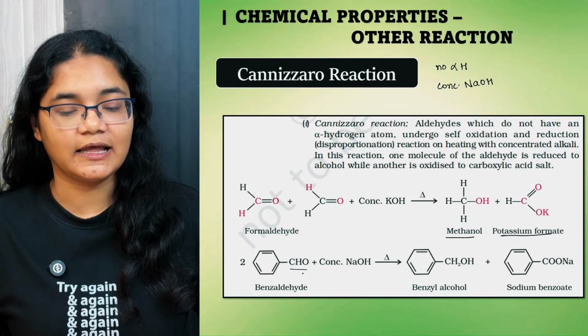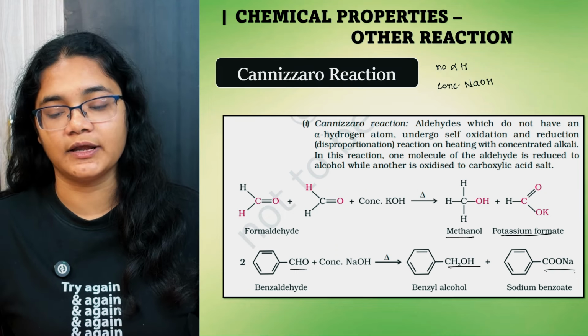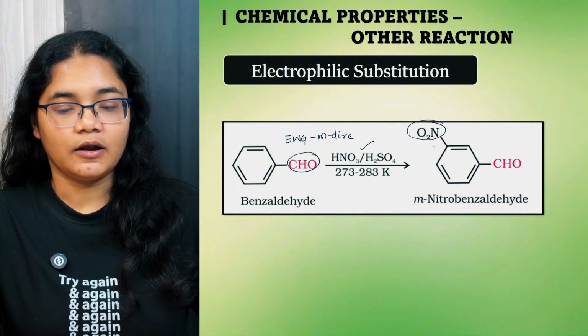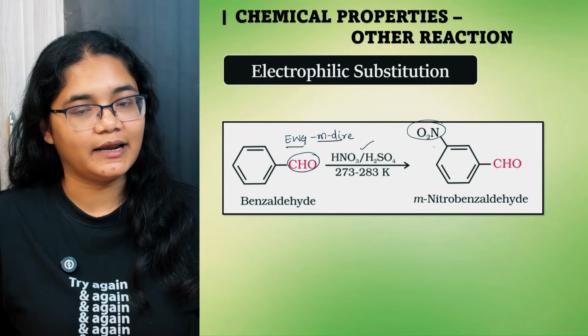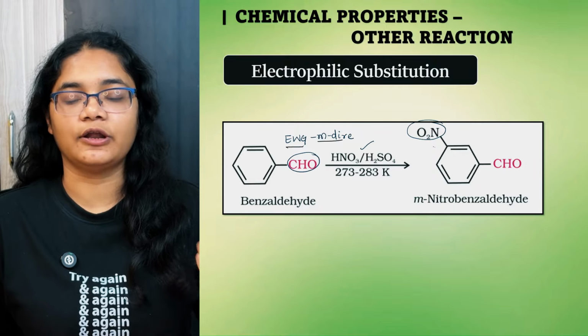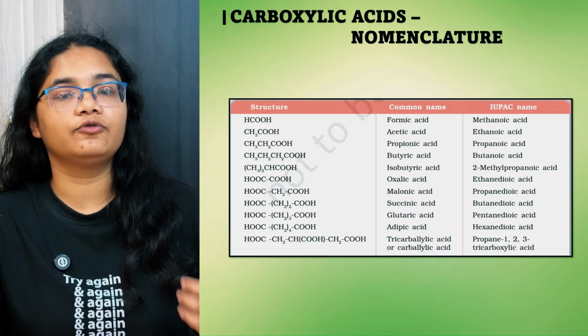Now if you have benzaldehyde, it gets reduced to give you benzyl alcohol and gets oxidized to give you sodium benzoate. Clear? Now in electrophilic substitution reactions, the CHO group is an electron withdrawing group, a meta directing group. So if you do any nitration or anything, the group will be attached at the meta position. Now we'll move to carboxylic acids.